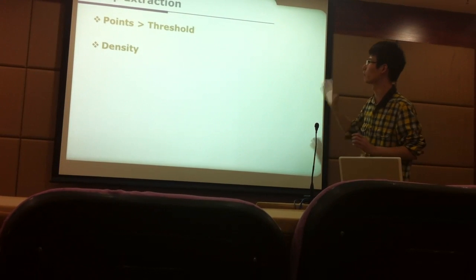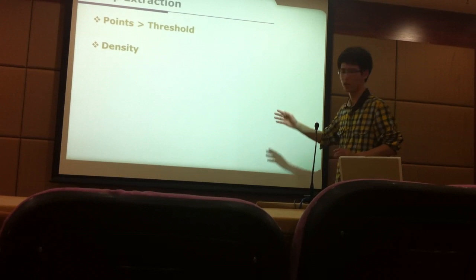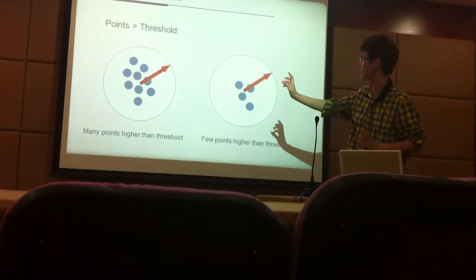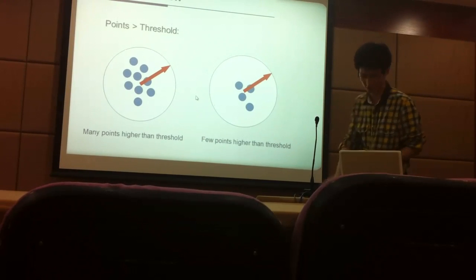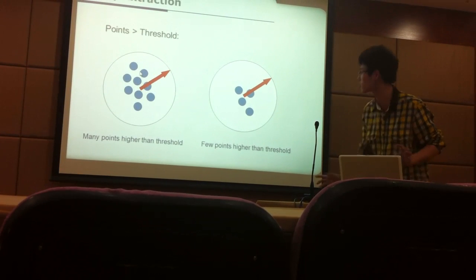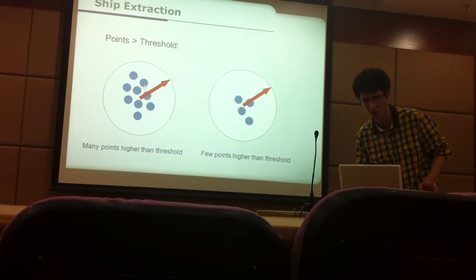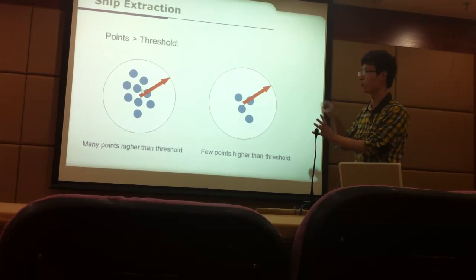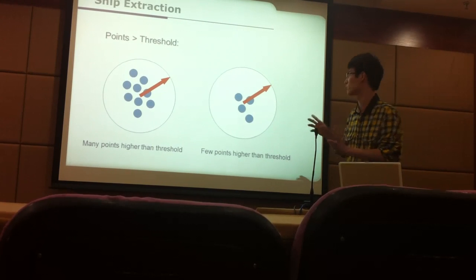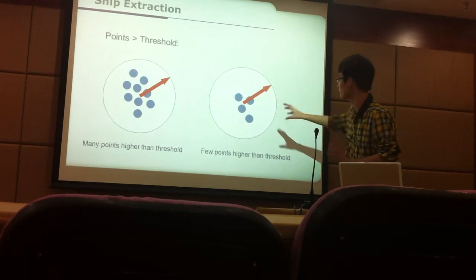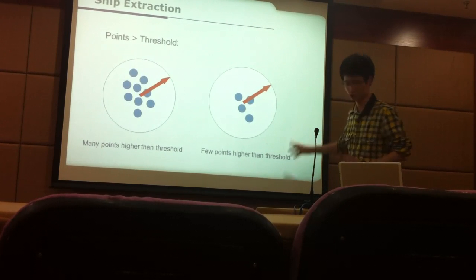One is the number of the points that are higher than the threshold. Another is the density. We set a certain diameter. For example, this is a ship. If this is a ship, the diameter is set, and the points in it, we can count the points in it. If the points number is higher than the number we set, then it is probably a ship. If it is not, it is probably not a ship.